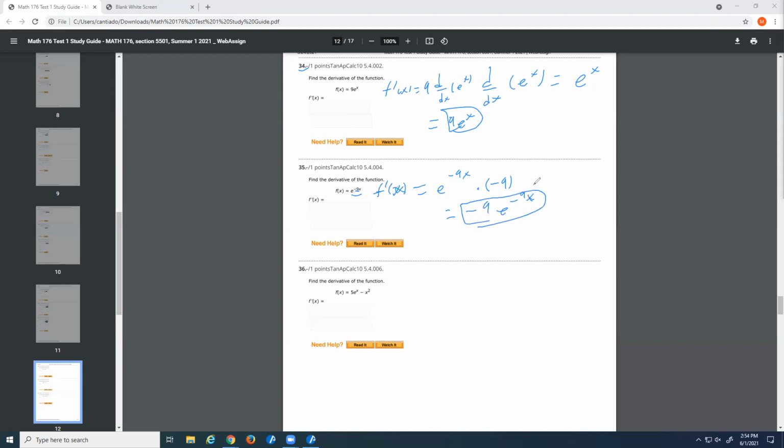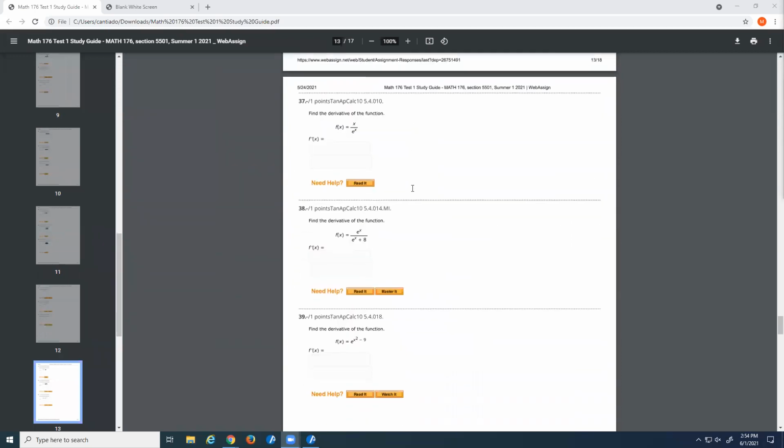Perfect. All right. And then 36, I think I'm going to let you guys practice. It's just similar to 34, except they're tacking on an extra minus x squared for you to deal with at the end, so it shouldn't be too bad. All right. So let's look at some of these other ones.